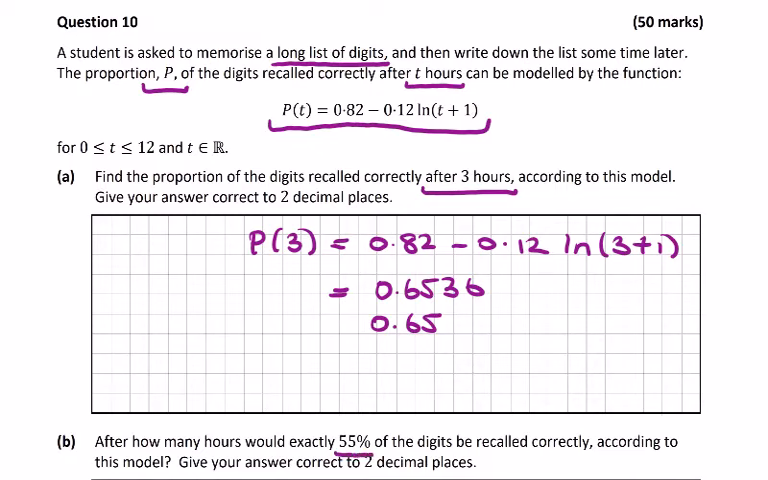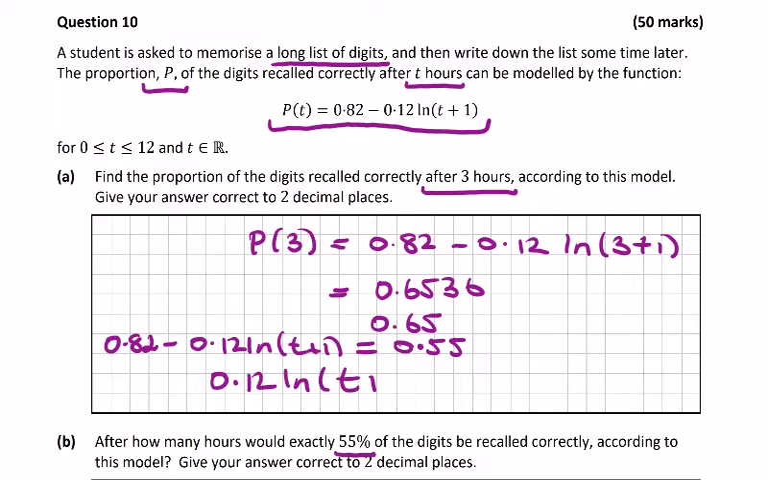Well, exactly 55%. So when will this function, I'll do it here, when will 0.82 minus 0.12 by the natural log of T plus 1, when will this equal 0.55? So if I bring this guy to the right, it'll be positive, so I'm bringing the 0.55 to the left, so they'll both be positive, so I'll have 0.12 natural log of T plus 1 on the left. If you imagine it's on the left or right, on the right, 82 minus 55, 0.27.